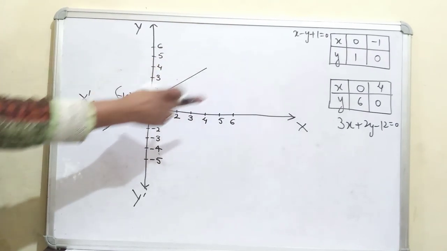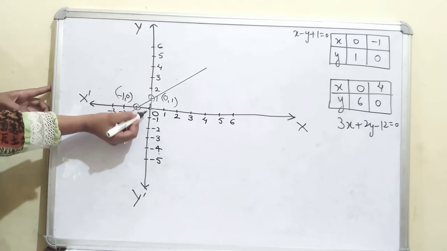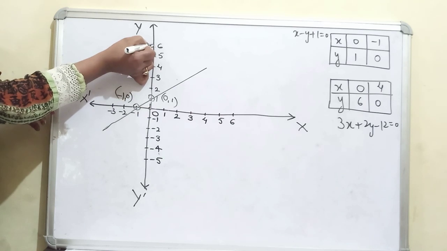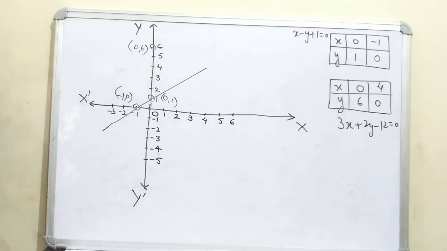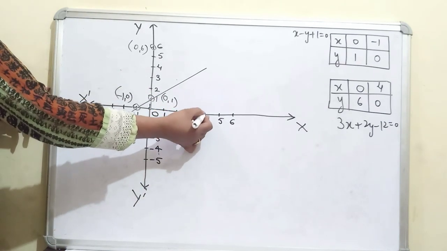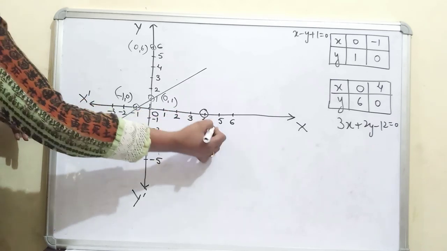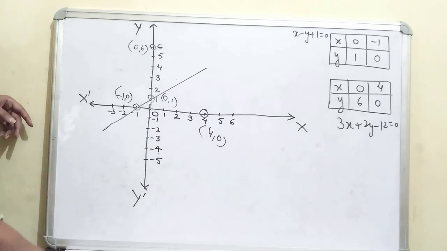x equal to 0, y equals to 6. That means this is the point, 0, 6. And the second point is x equals to 4 and y equals to 0. So this is the point, 4, 0. And now you have to join. Can I join with a hand or with a scale?